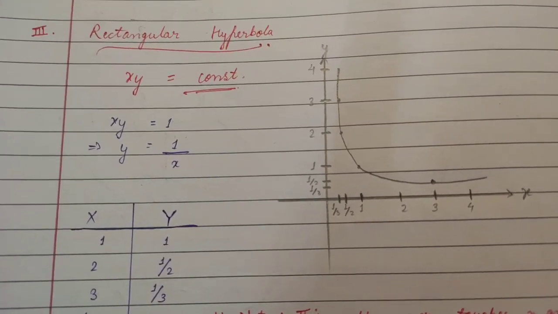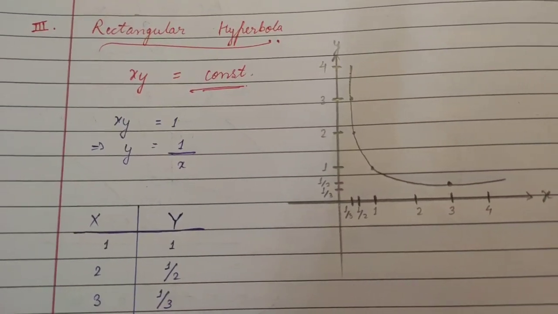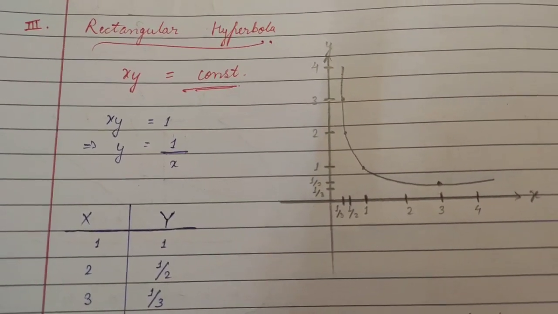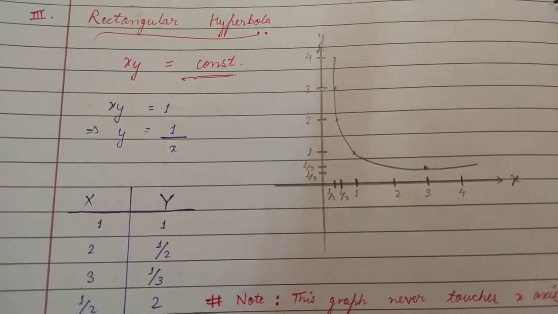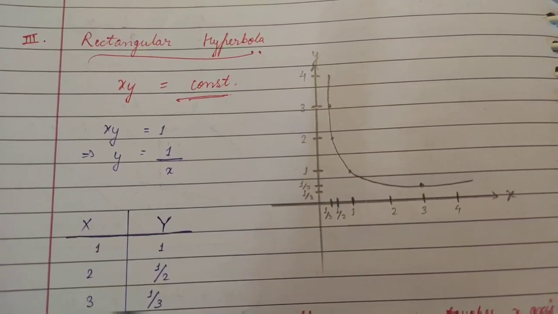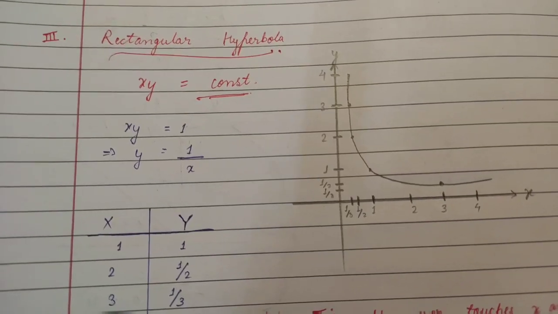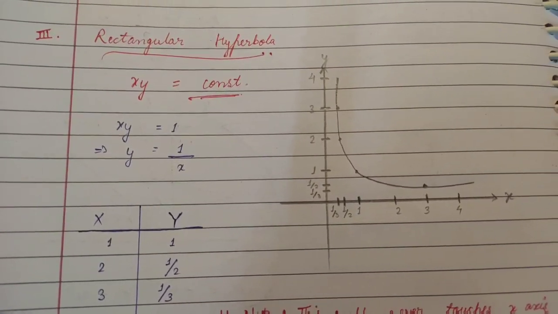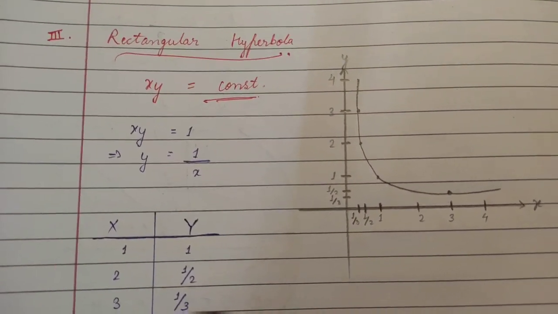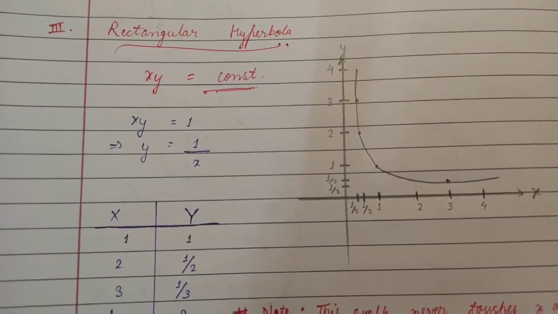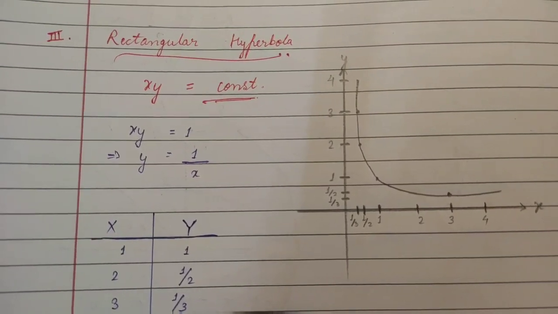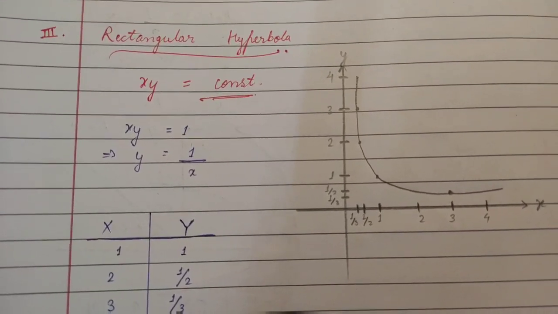Hello everyone, I am back with the topic of basic maths in physics. Previously we have discussed trigonometric functions and also different types of graphs. Today we are going to discuss the third type of graph, which is the rectangular hyperbola, and its general equation is xy = constant.